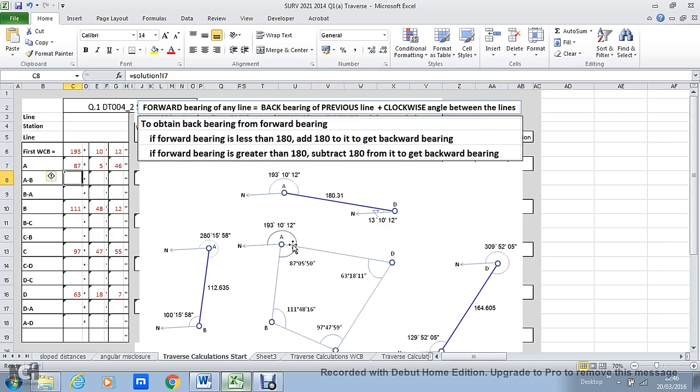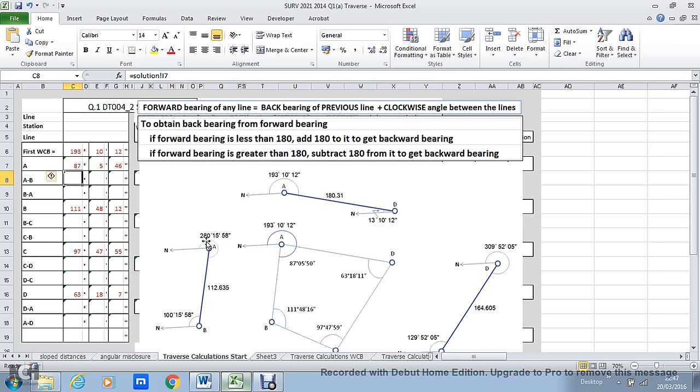minutes and 12 seconds. Now if that's the forward bearing from A to D, it is also the backward bearing from D to A. And if we're going in an anti-clockwise direction in our traverse, this is in effect the backward bearing of the previous line, D to A, if we're looking for the forward bearing from A to B. So if we follow our rule, we know the back bearing of the previous line, D to A, is 193, 10, 12. We know the internal angle is 87 degrees, 05 minutes, 50 seconds.